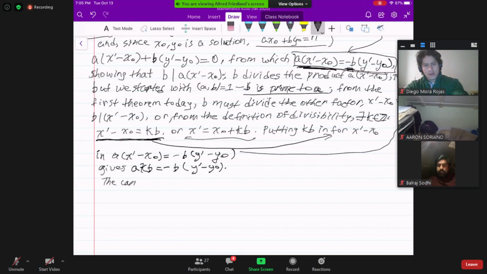the cancellation law in an integral domain.